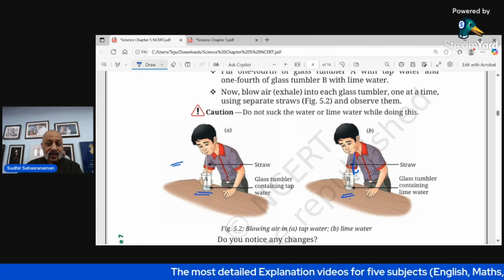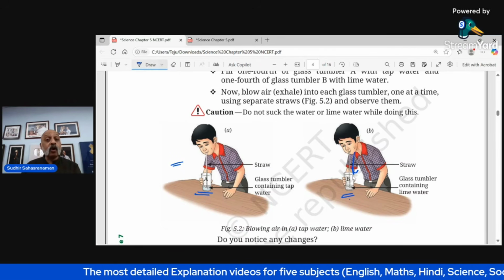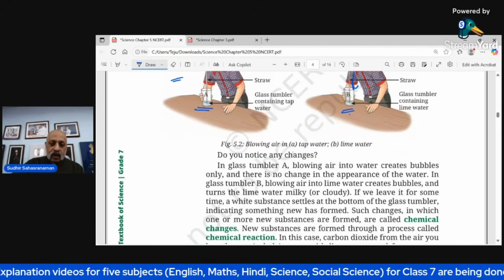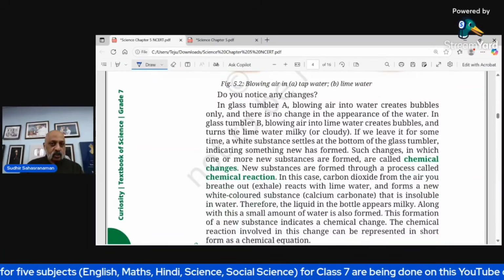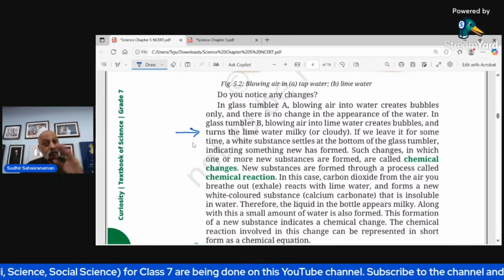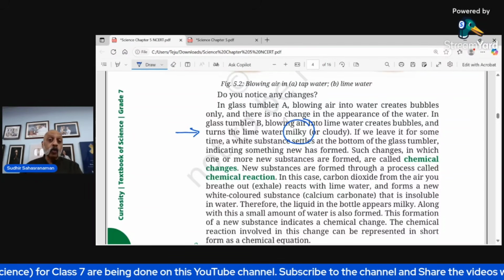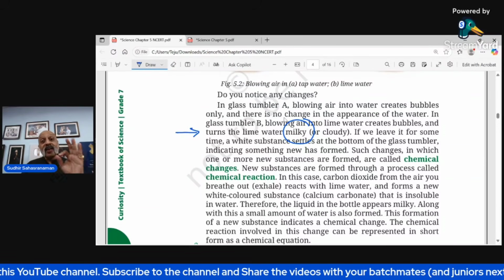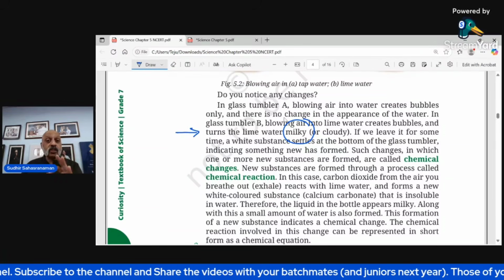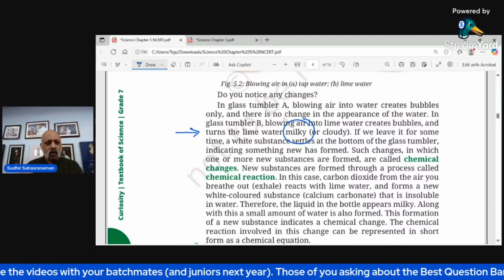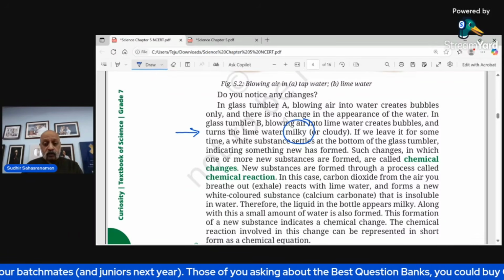So here you are again exhaling. When you are exhaling, you are leaving out what gas? Carbon dioxide. So when you leave out carbon dioxide, do you see a change? So when you do that, we realize that carbon dioxide plus lime water turns it milky, whereas there is absolutely no change in the color or the texture of tap water. Or your aquaguard or whatever kind of mineral water you have, right?